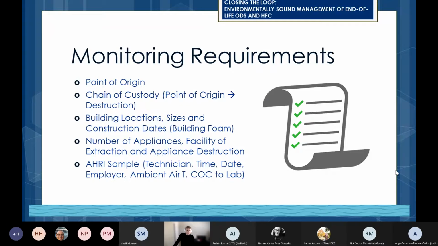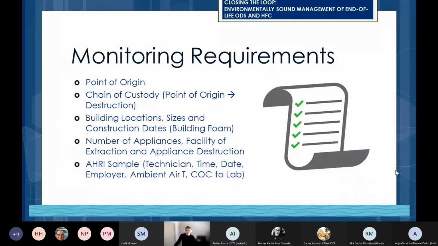These are examples of some of the monitoring requirements. Each program will have its own monitoring requirements and templates, but they're actually very similar. These are some of the things that typically need to be monitored for a carbon offset ODS destruction project. The point of origin of each of the quantities of gas needs to be monitored. The chain of custody from the point of origin to the point of destruction needs to be tracked, typically through shipping documents, serial numbers, and weights of tanks at each transfer point.